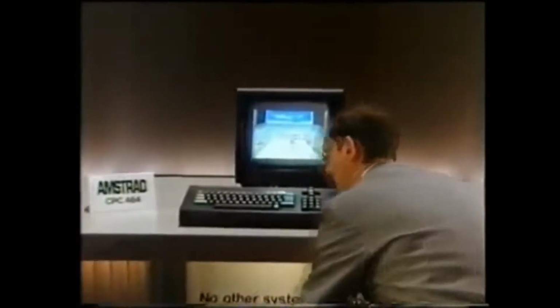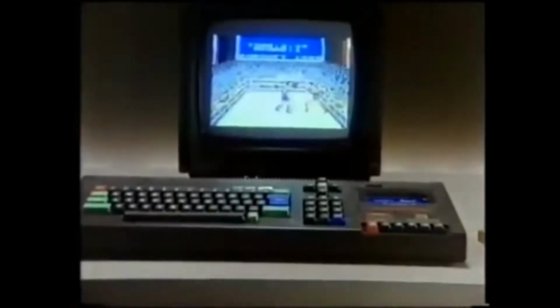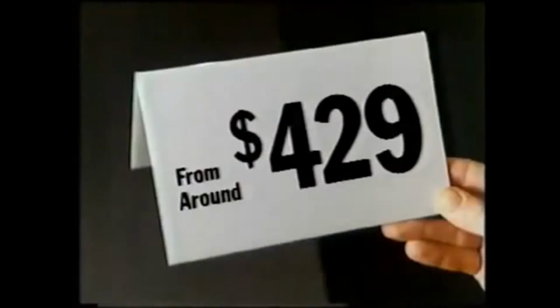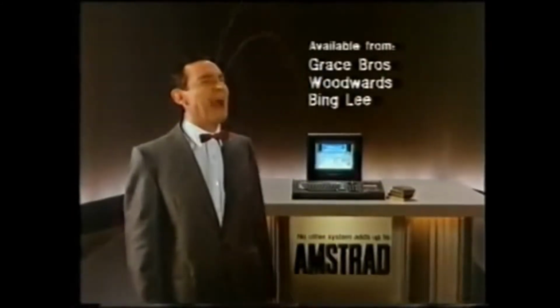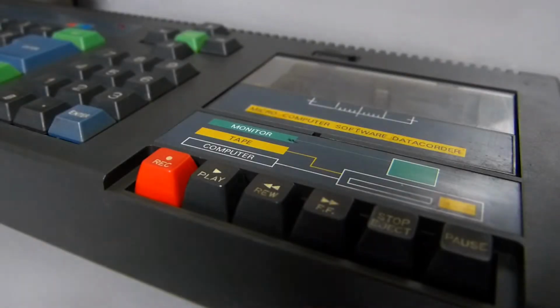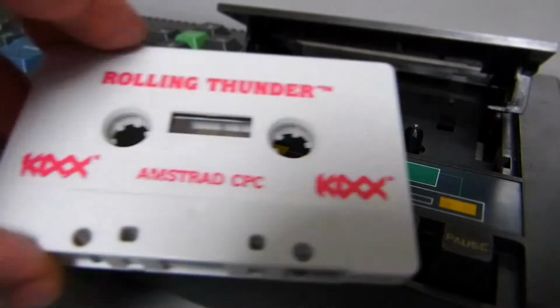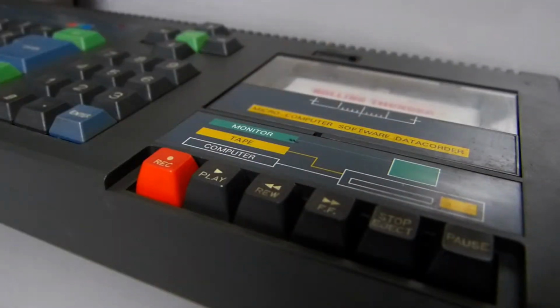The 464 sold for £250 with a green screen or £350 for a colour CRT monitor. Following the introduction of the CPC 6128 in late 1985, the CPC 464 prices were cut by £50. Unfortunately, the Amstrad never reached the high sales of the Sinclair Spectrum or the Commodore 64.